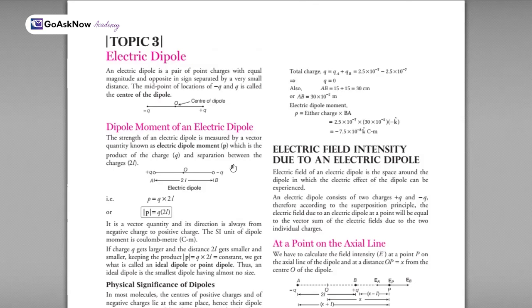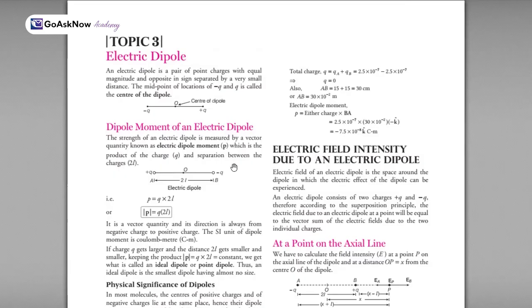Okay, so let's start the topic and see what is there in this. So, electric dipole. What is an electric dipole? It is a pair of point charges, small charges, and they form a pair, minus q and plus q. They should have equal magnitude and opposite sign. Like if you have minus q, then there must be a charge plus q there to form a dipole.